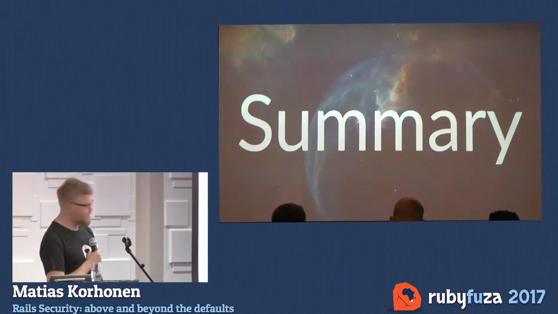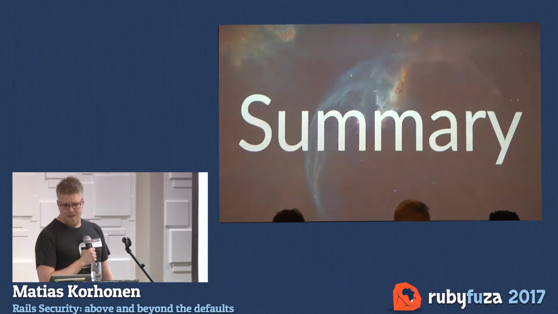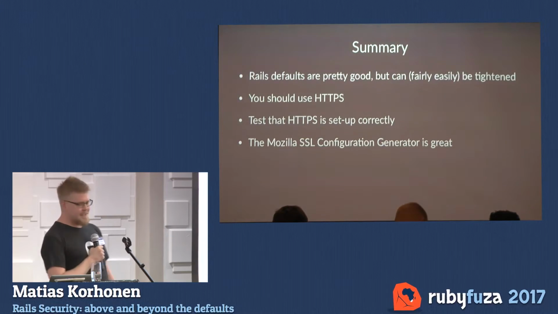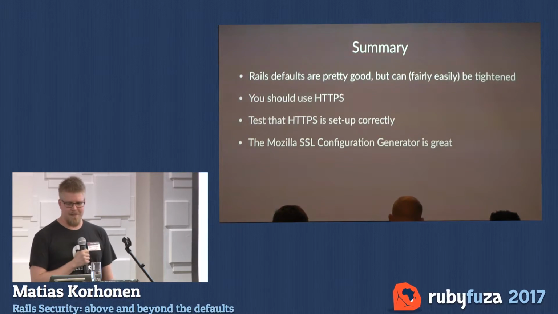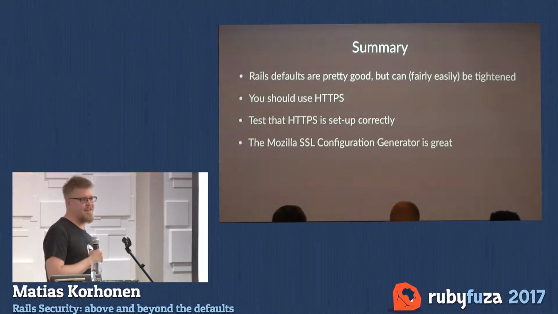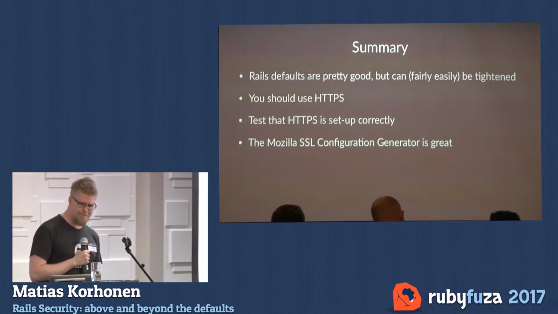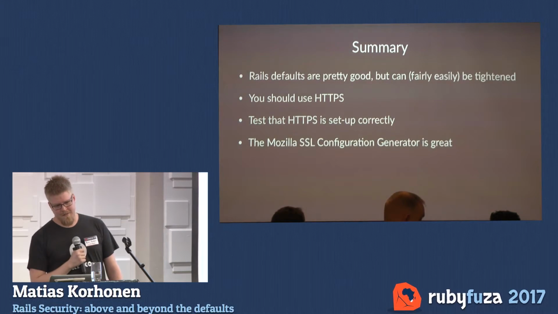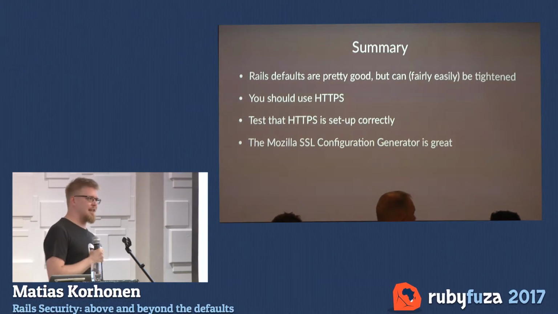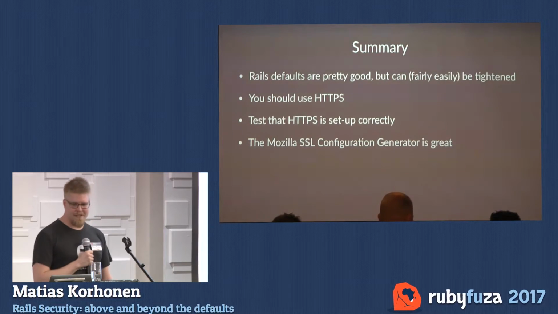So, in summary, I think the Rails defaults are pretty good, but they can be easily tightened. You should definitely use HTTPS, and you should test that you've set it up correctly. And to set it up correctly, the Mozilla SSL configuration generator is pretty great.